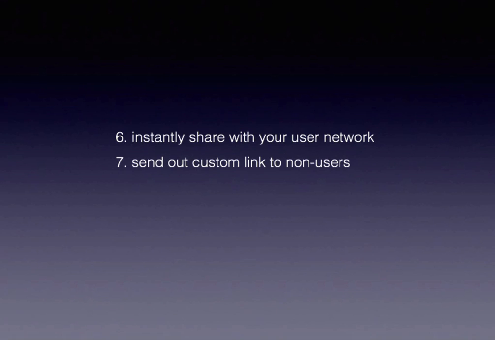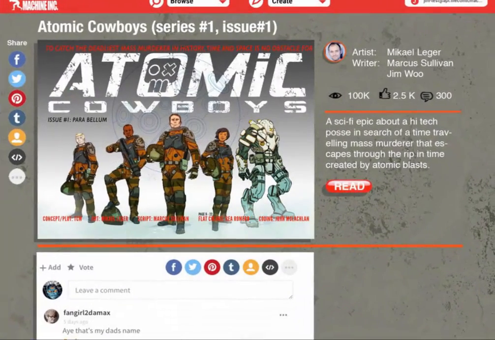Number 6 and 7, instantly share with your user network, which means once you publish, you'll be able to be seen by other registered users on our comic machine network. Number 7, send out custom links to non-users, meaning you can post on Facebook and other social media feeds. So this is the landing page of the public gallery.